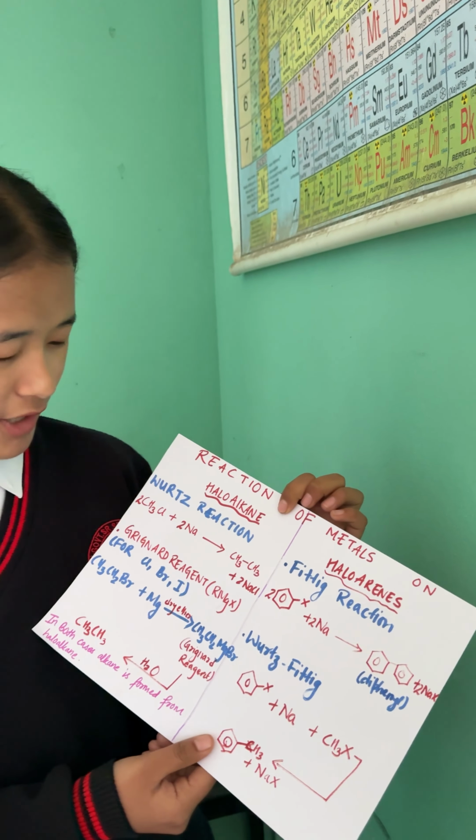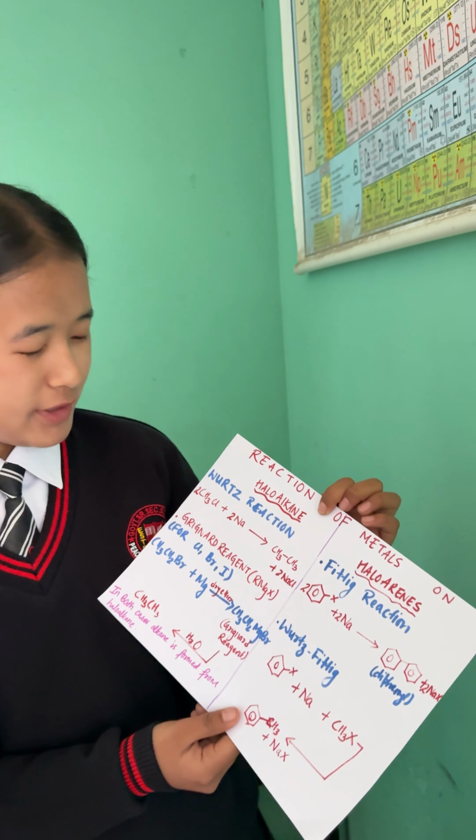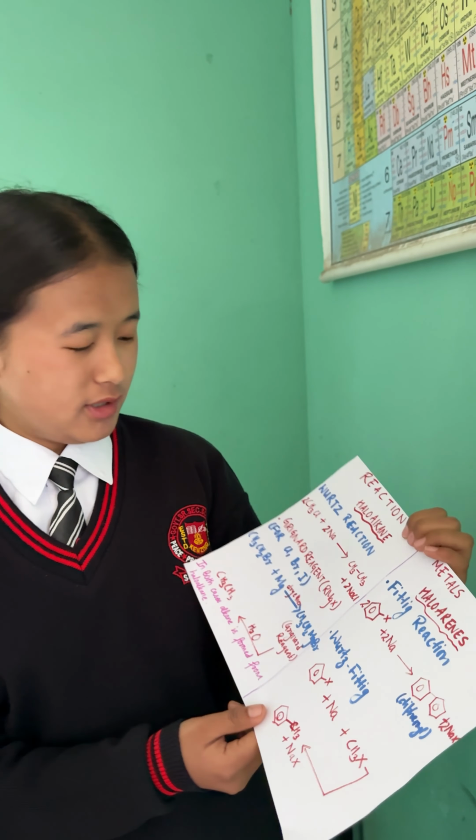Reaction of metal on haloalkanes. Which reaction? When haloalkanes are treated with sodium, it forms an alkane with double the number of carbons, per the Wurtz reaction.